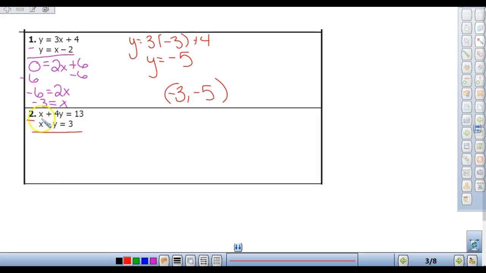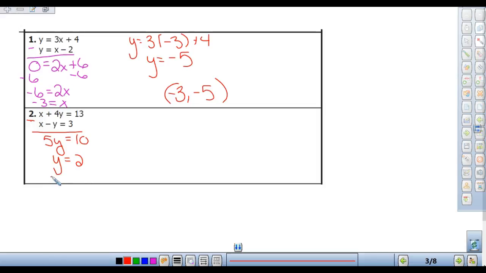4y minus negative y? 5y, yep, be careful. I'm thinking that a whole slew of us wrote down 3y, because we've got 4 minus a negative 1. 5y equals 10, yep, so 13 minus 3. So y equals 2. So we gotta divide.